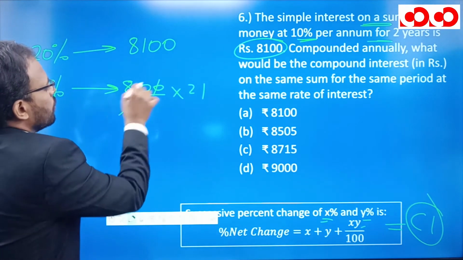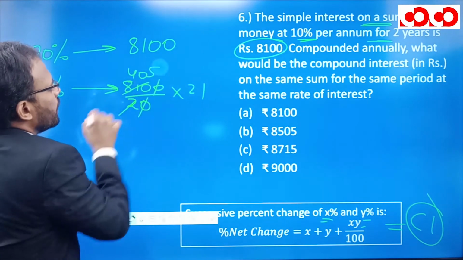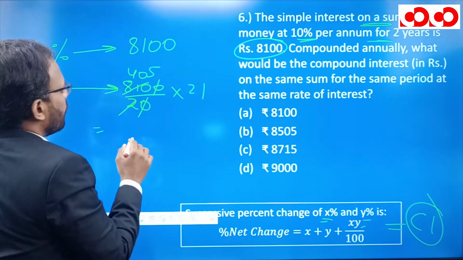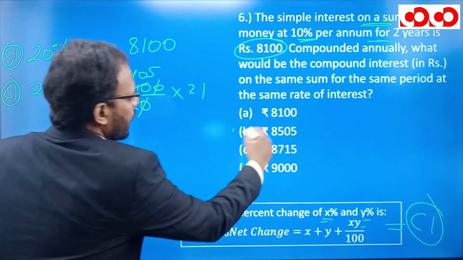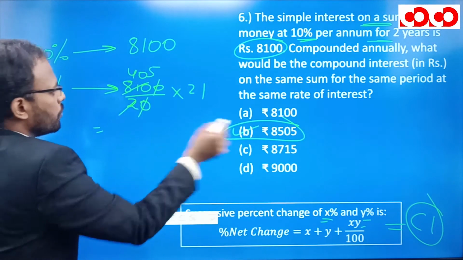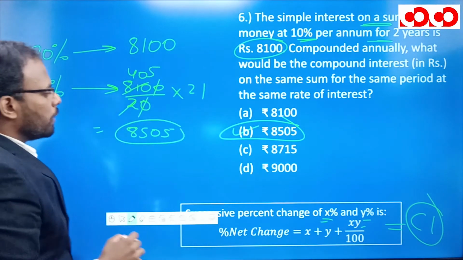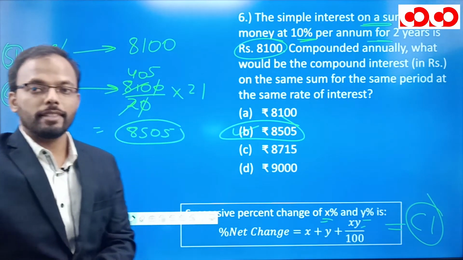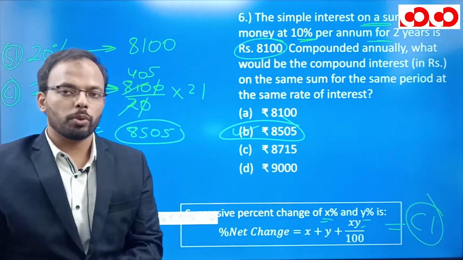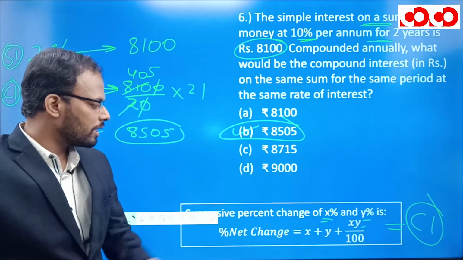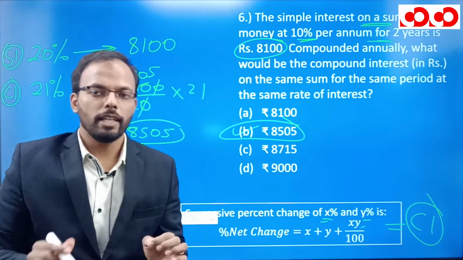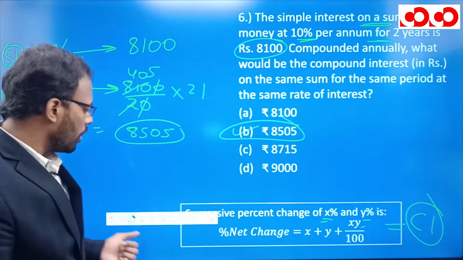So this comes out to be 405 into 21, which will be 405 plus 810... 8505. So 405 multiplied by 21 is 8505. That is the amount of compound interest, and we have used the successive percentage change formula to find the compound interest. Let's move on to the next question.